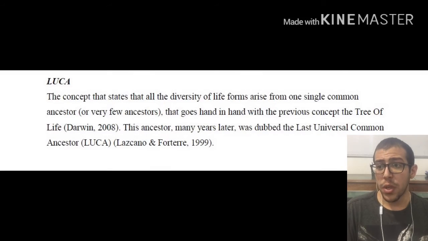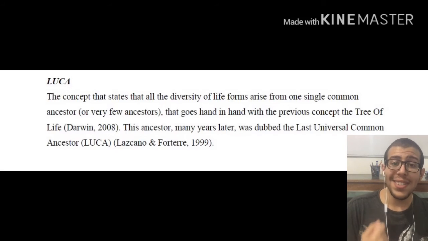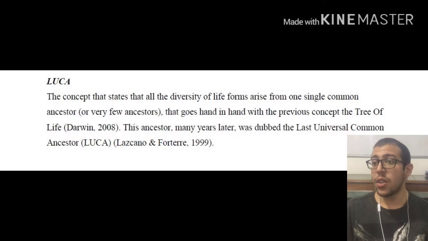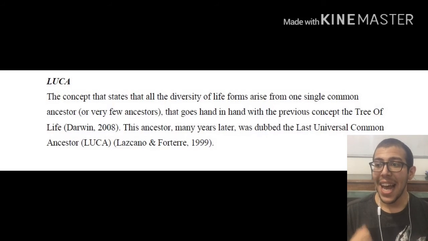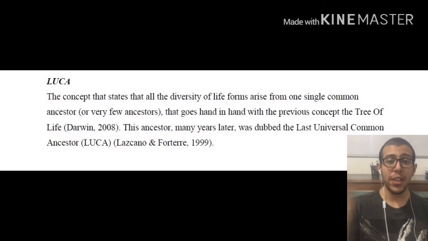The concept LUCA, the concept that states that all the diversity of life forms arise from one single common ancestor, or very few ancestors, goes hand in hand with the previous concept, the tree of life. This ancestor, many years later, was dubbed the last universal common ancestor, or LUCA. Now, this is going to be very important. Now, let's go back to the previous point.